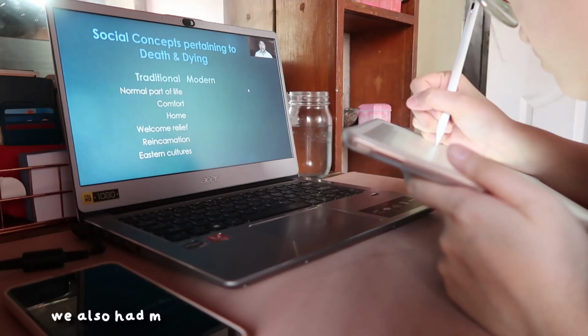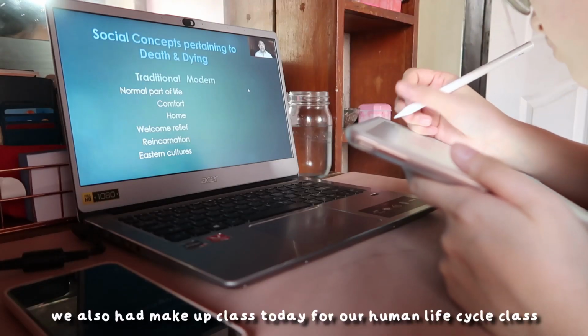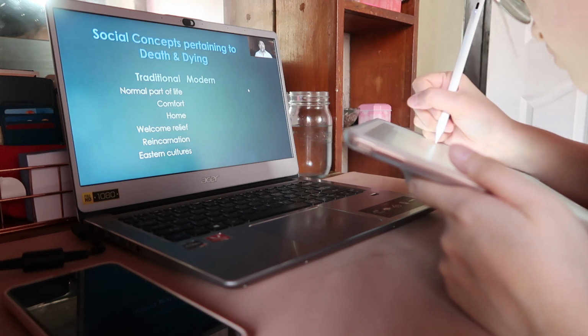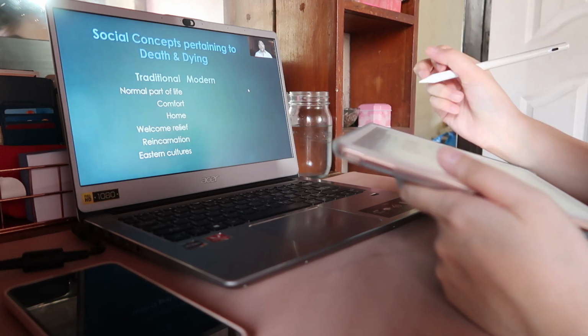Provide comfort, and that the patient or the individual usually dies at home, and death is always seen as a welcome relief.